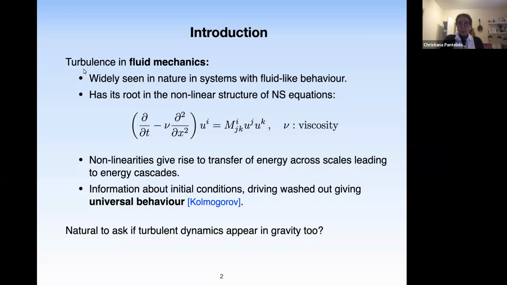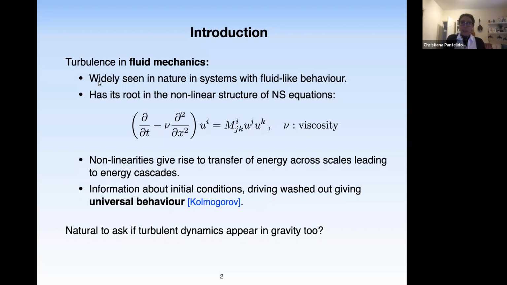Turbulence has been at the forefront of research in fluid mechanics for almost a century now. This has been the case because it has been widely seen in nature in a variety of systems at a variety of scales, from a cup of tea to atmospheric dynamics, all the way to galaxy formation and beyond. So turbulence is everywhere around us, and it's just natural to want to get a better understanding of it.